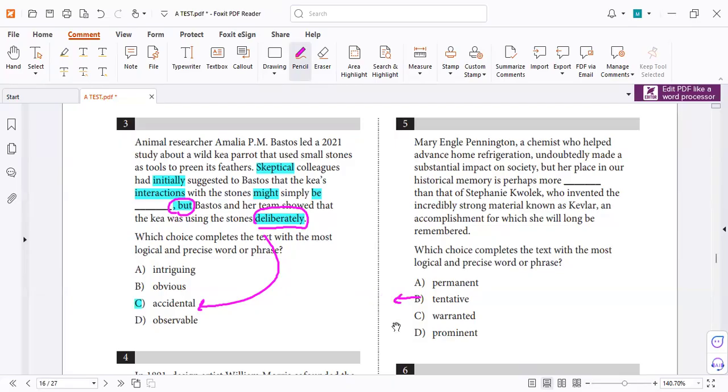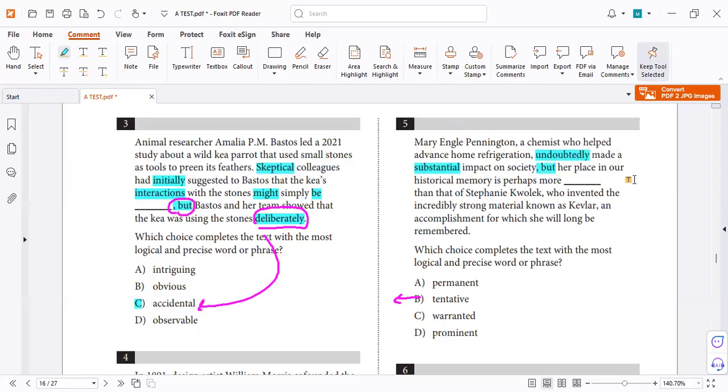If you found any difficult word, always check for it. What does this "tentative" mean? It means not resolved, not definite, not settled, not known. But we don't know. This is an adjective. What does it describe? Let's read to find techniques. Mary, a chemist who undoubtedly, means certainly, made a substantial, strong impact on society.